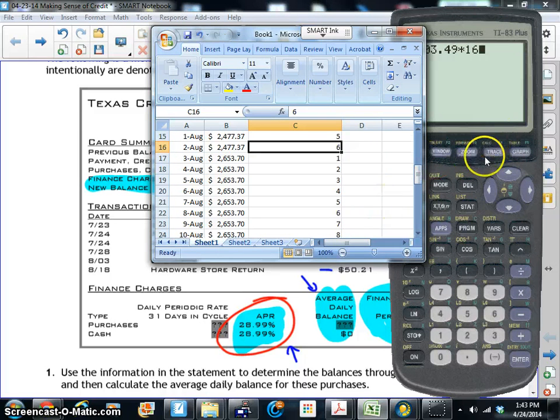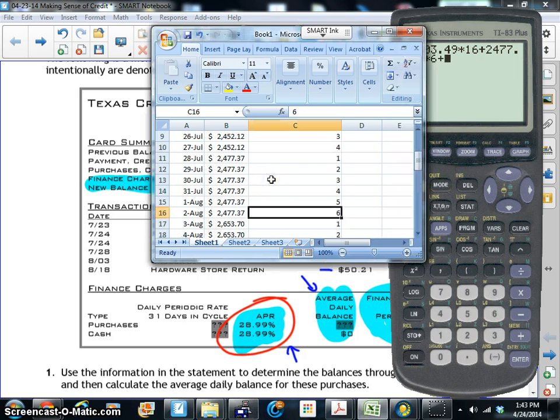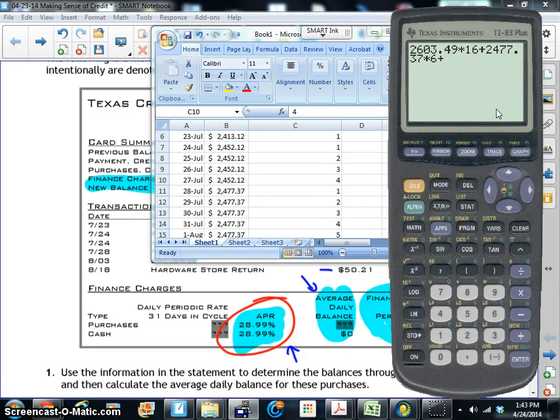Well, it changed right here. So now adding 2477.37 times how many days? 6 days. Plus, I'm going to go find the next one. I'll just look at my sheet of paper for this information. There's the next one. So 2452.12 times 4. I always put my finger on that. If you can't see my finger right now, it's on the computer.